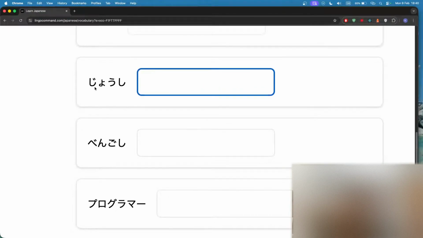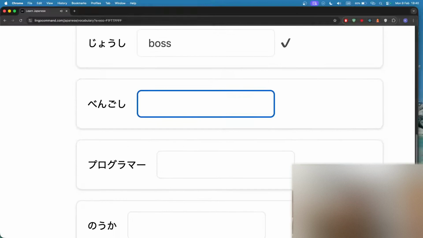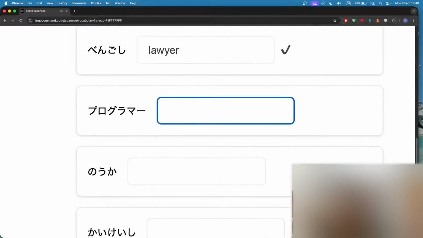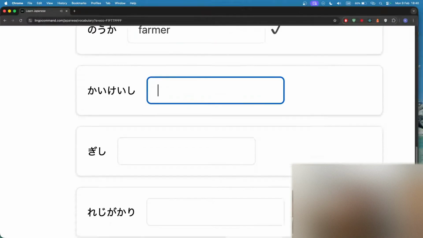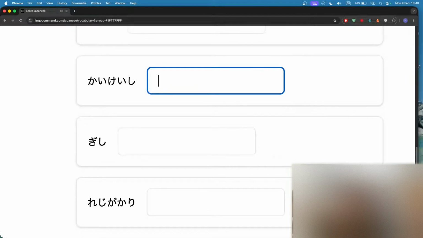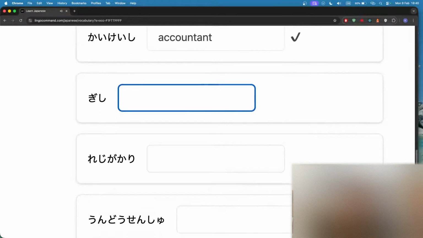Here we've got joshi, which means, what is joshi? I think that's boss. Bengoshi is a lawyer or an attorney. And then this is programa, which is like programmer or software engineer. I think that's the spelling in English, programmer. And then this is Noka, it's a farmer. And then this is Kaikeshi, which means an accountant. Gishi is an engineer.